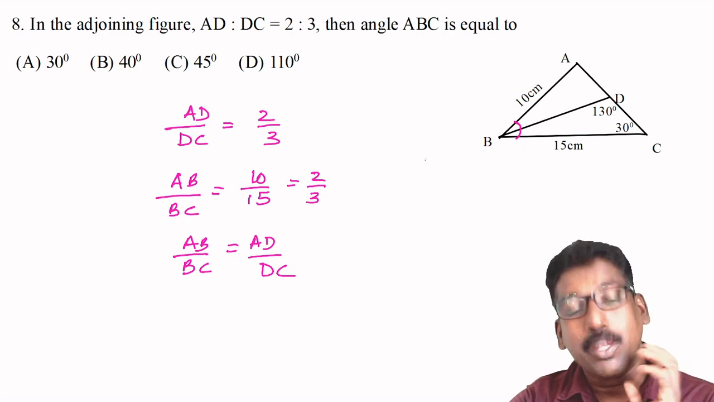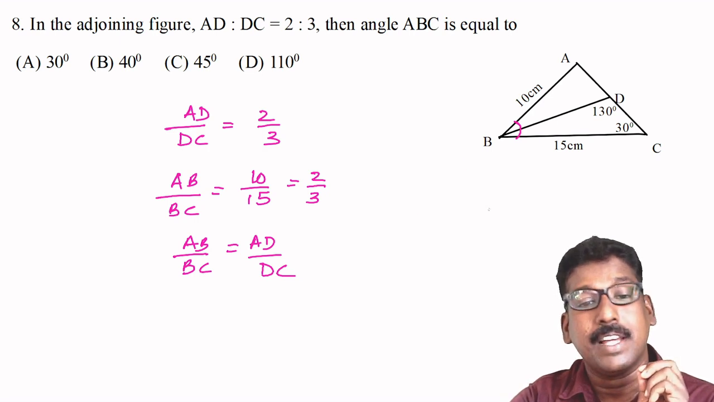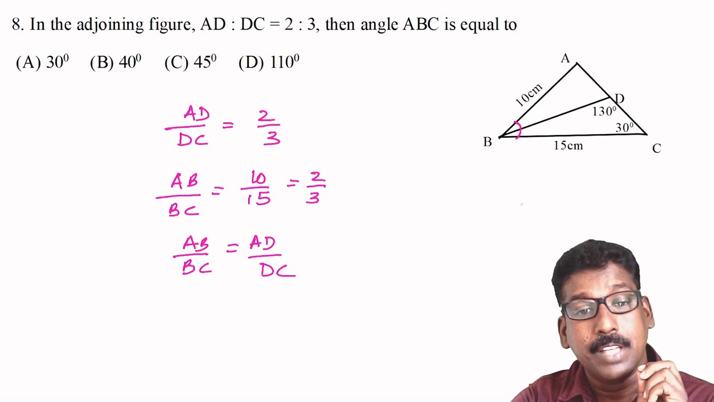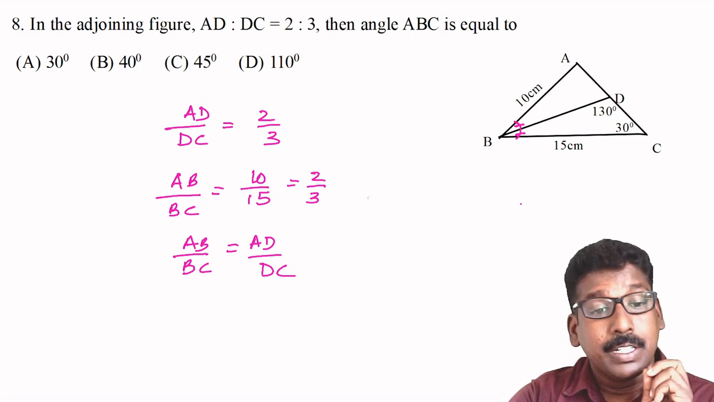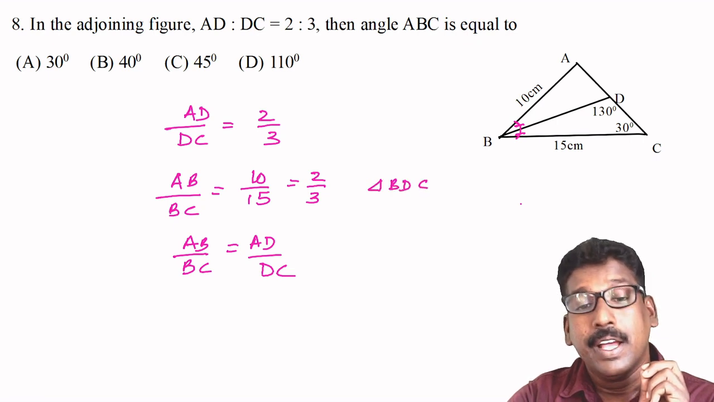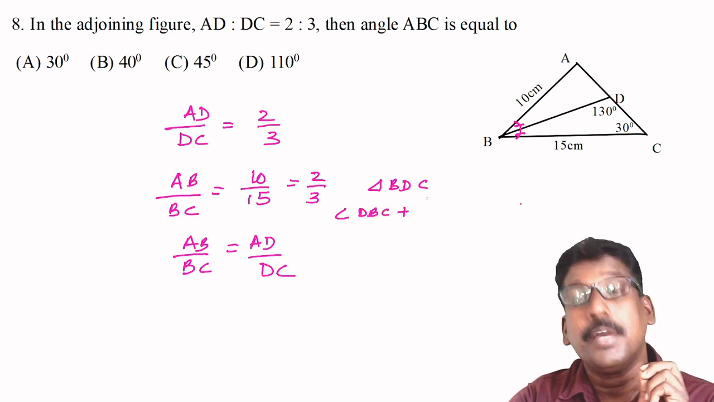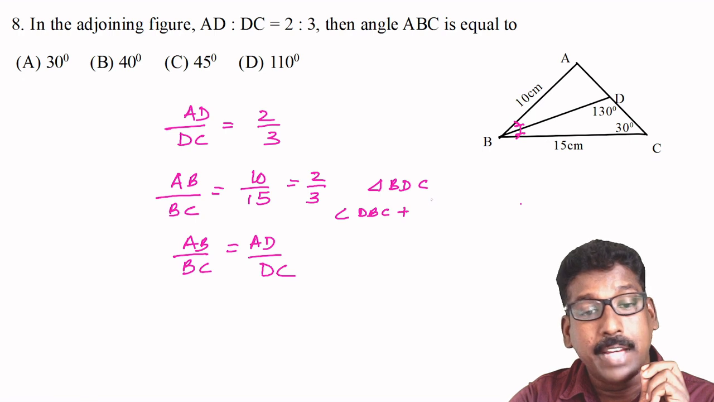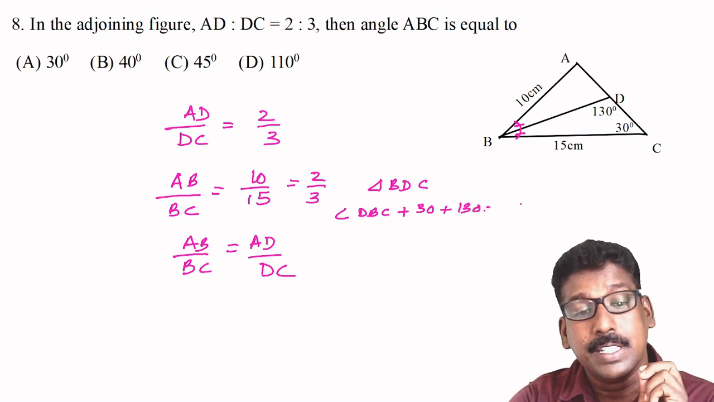That means by converse of angle bisector theorem, this BD is the bisector of angle ABC. So here you can say these two angles are equal. Now consider triangle BDC. Angle DBC, that is angle B, plus angle BCD, that is 30 degree, plus angle CDB, that is 130 degree, is equal to 180 degree.